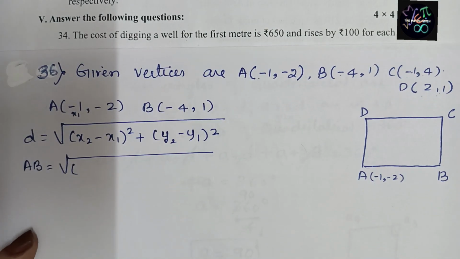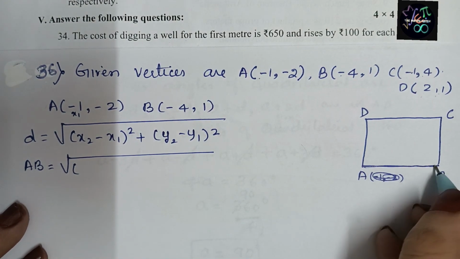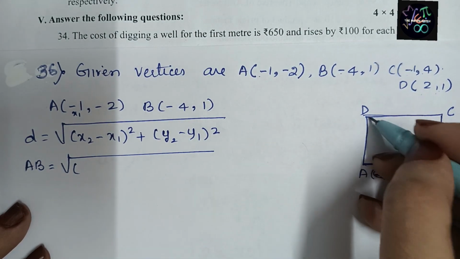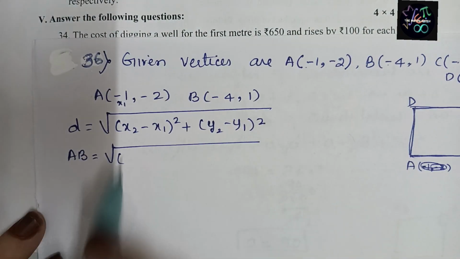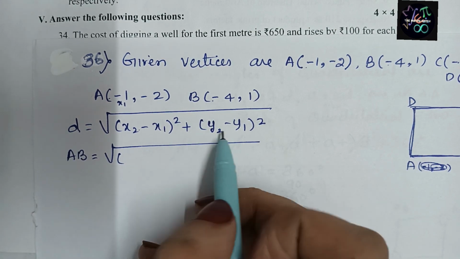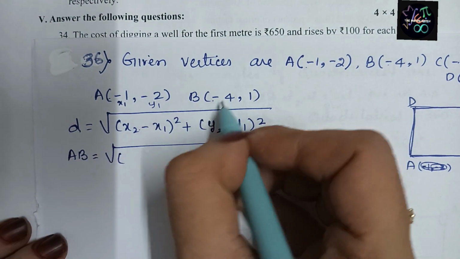Okay, so let us start solving by using the distance formula. A to B distance, then B to C distance, then C to D distance and then D to A distance. First I have taken the A point and B point, and the distance formula is the root of (x2 minus x1) whole square plus (y2 minus y1) whole square. First point x1, y1, second point x2, y2.